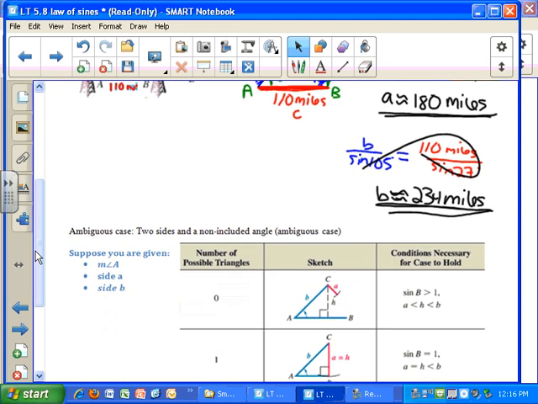With the law of sines, it is possible to have what's called an ambiguous case. And so an ambiguous case is only going to occur if you have two sides and a non-included angle, and there might be more than one option possible.